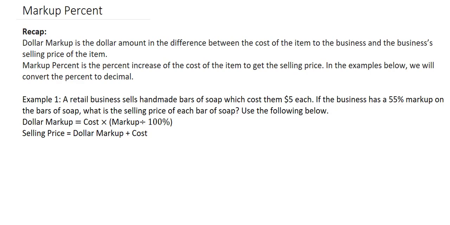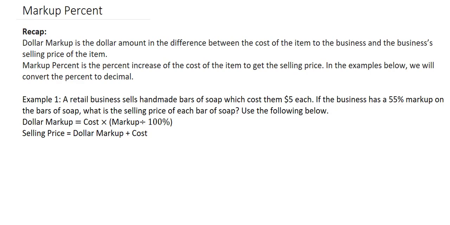Now, example 1: a retail business sells handmade bars of soap, which cost them $5 each. If the business has a 55% markup on the bars of soap, what is the selling price of each bar of soap? So we're going to use the following below. We have dollar markup, and that's equal to the cost times the markup divided by 100%. Now we do the dividing by 100% to change the percent into a decimal.